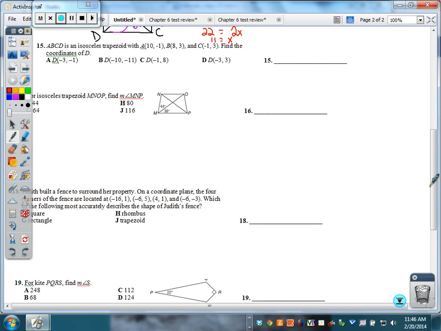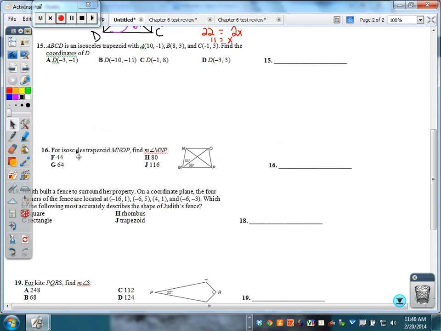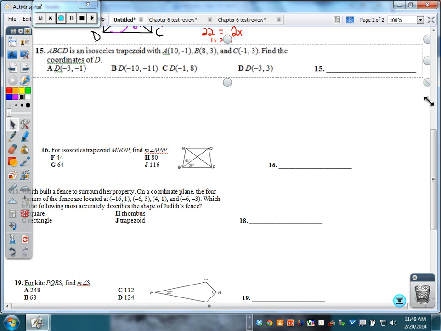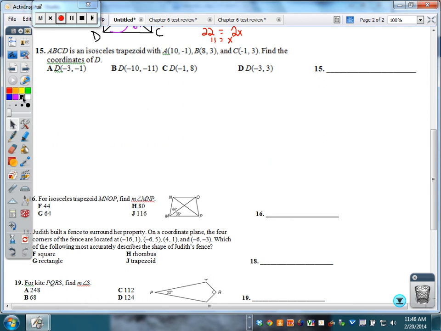Okay. Number 15. Number 15, we have an isosceles trapezoid with these points right here. Remember, isosceles trapezoids have one pair of parallel sides and one pair of congruent sides. All right, so let's go ahead and graph this. Let me make sure I have enough room here to do this. All right, so we're going to graph it. We have 1, 2, 3, 4, 5, 6, 7, 8, 9, 10.